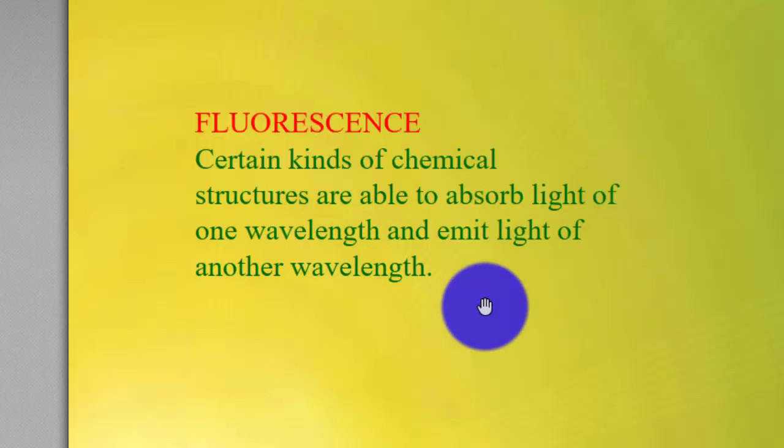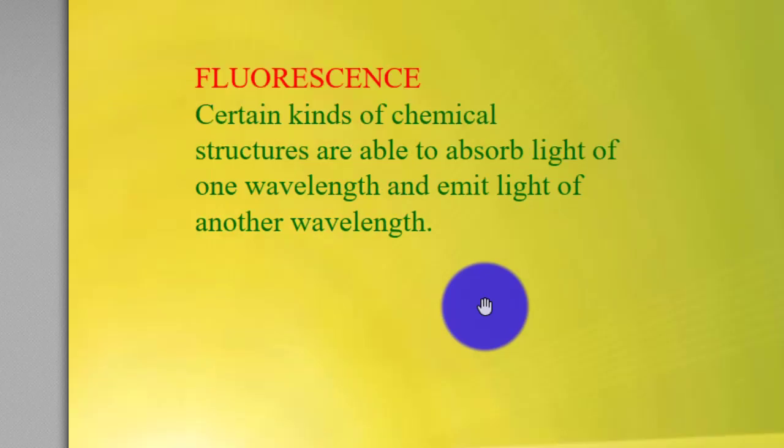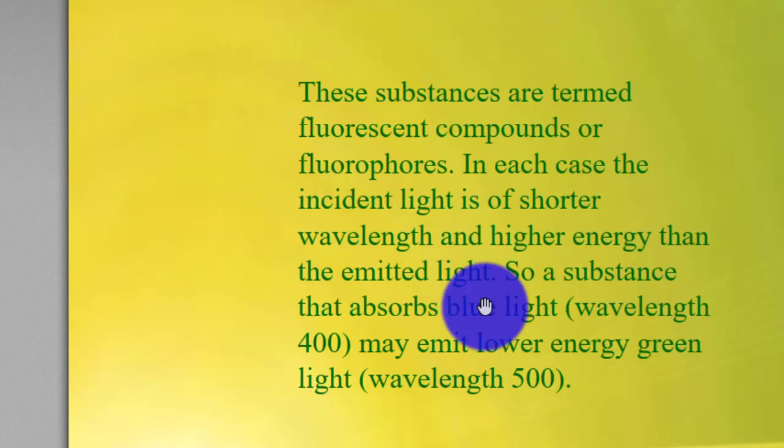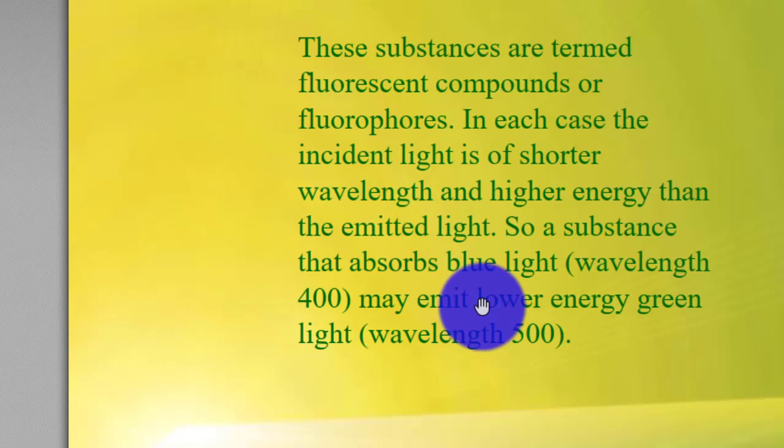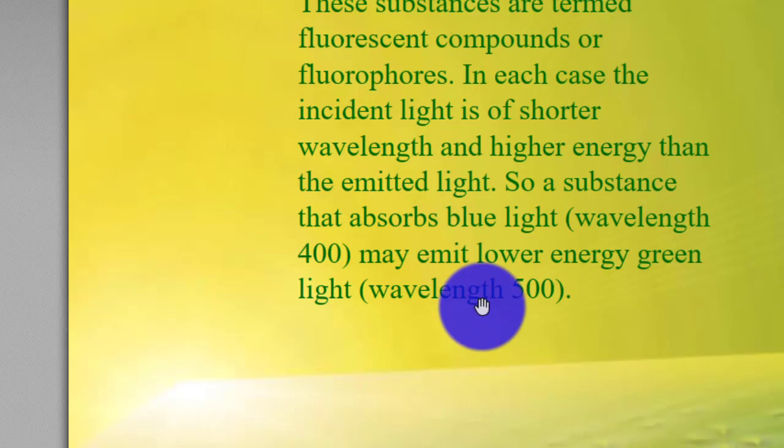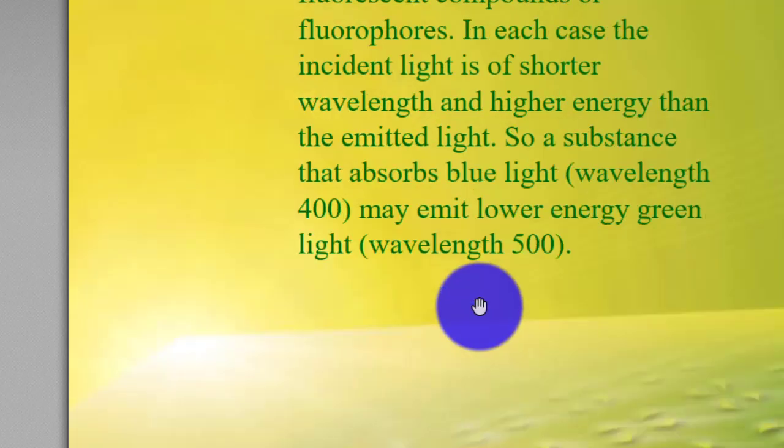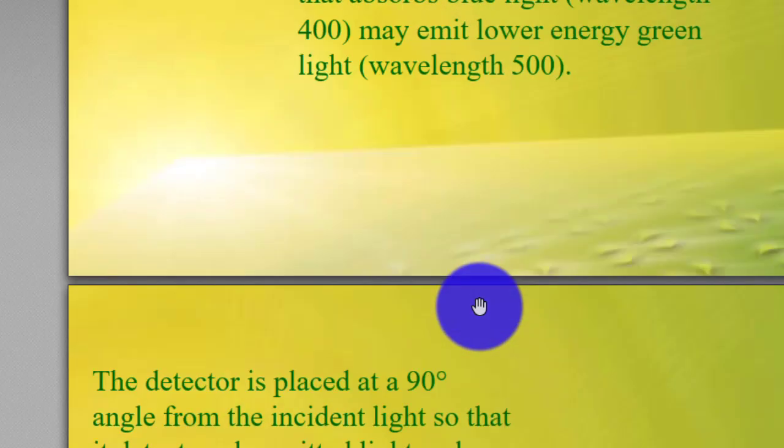Certain kinds of chemical structures are able to absorb light of one wavelength and emit light of another wavelength. These substances are termed fluorescent compounds or fluorophores. In each case, the incident light is of shorter wavelength and higher energy than the emitted light. So, a substance that absorbs blue light, wavelength 400, may emit lower energy green light, wavelength 500.